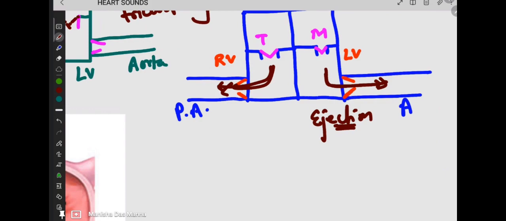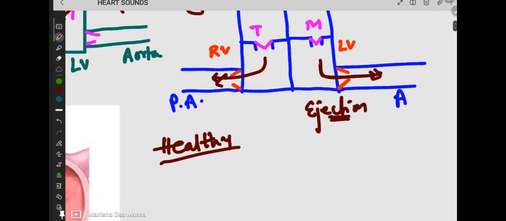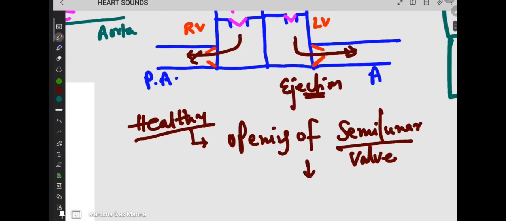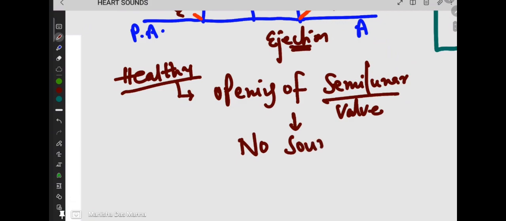In a healthy individual, there is no sound, no audible sound via stethoscope, during the opening of the semilunar valves. There is no sound heard by stethoscope during the opening of the semilunar valves.